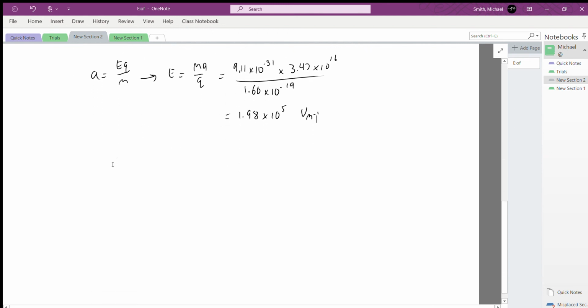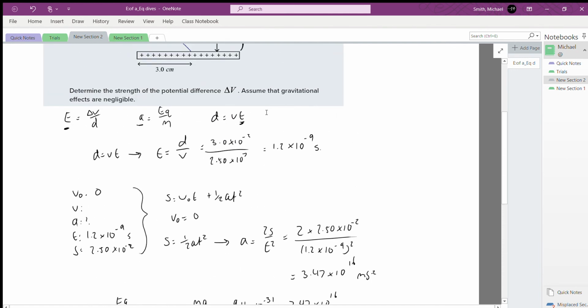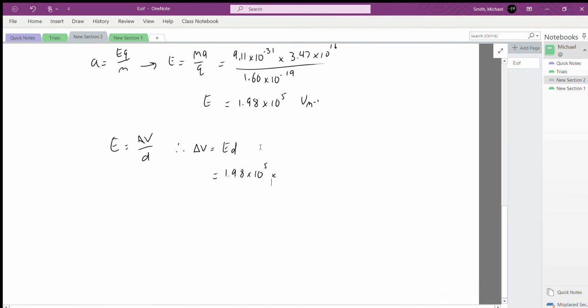Finally, we can work out the potential difference. E is delta V over D, therefore delta V will be E multiplied by D. We've just calculated the electric field, so 1.98 times 10 to the power of 5. Separation of the plates is 5 centimeters, 5 times 10 to the power of minus 2, which if we substitute into our calculator we get 9.878 volts. That's way too many significant figures, so we'll just write this as 9.9 times 10 to the power of 3 volts. And there we have it.